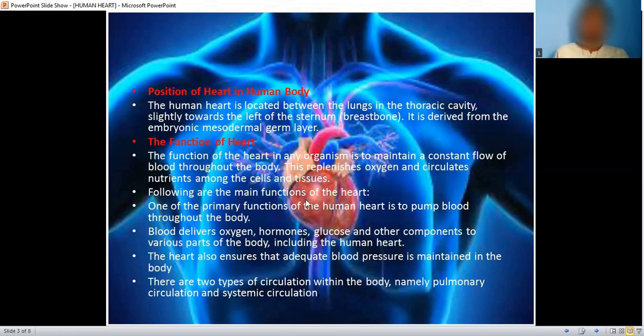Following are the main functions of the heart. One of the primary functions of the human heart is to pump blood throughout the body. Blood delivers oxygen, hormones, glucose, and other components to various parts of the body, including the human heart. The heart also ensures that adequate blood pressure is maintained in the body. There are two types of circulation within the body, namely pulmonary circulation and systemic circulation.